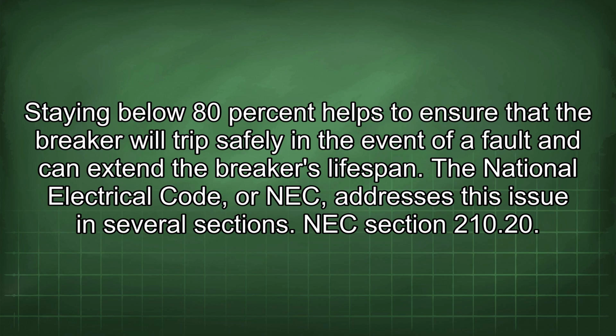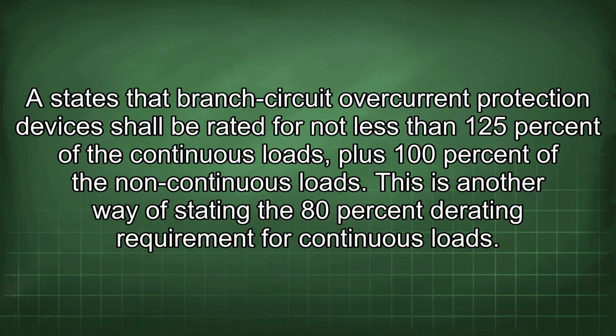NEC Section 210.20 states that branch circuit overcurrent protection devices shall be rated for not less than 125% of the continuous loads, plus 100% of the non-continuous loads. This is another way of stating the 80% derating requirement for continuous loads.